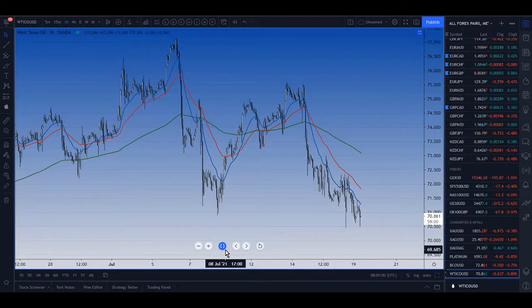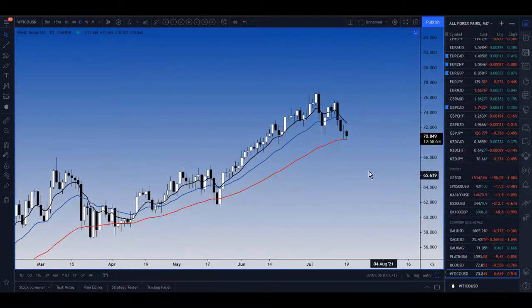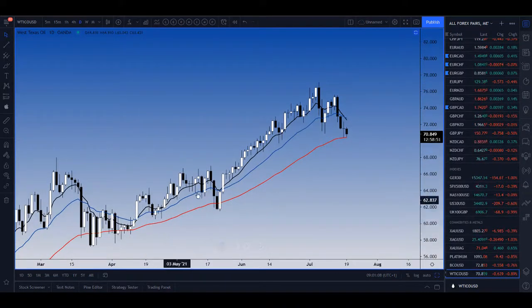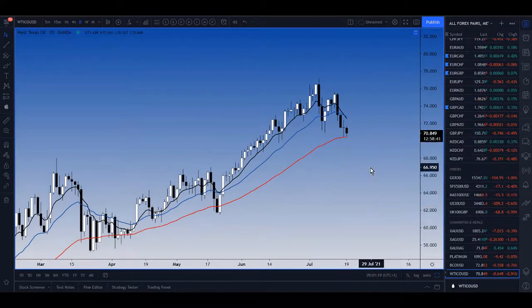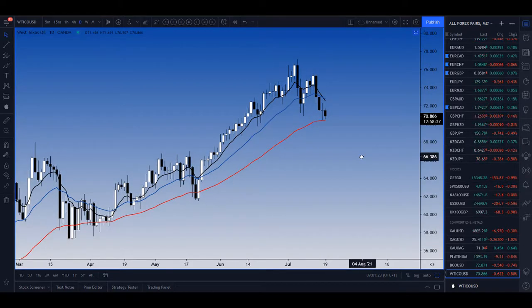Let me have a look on the daily. Now this is interesting because the daily has come into the 50 moving average. It's been very, very bullish. We've had a correction here of the daily move, a little pullback and another move down, and now we've come into that 50 moving average. So is that going to cause that sell-off in oil to slow down a bit?